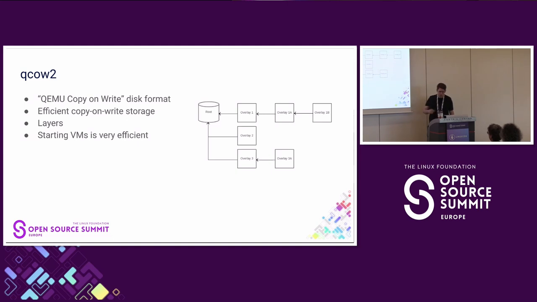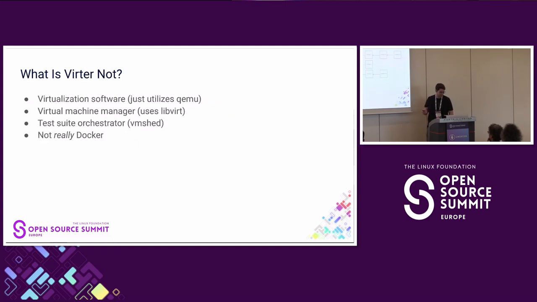And what that means for Virter, and I won't go into too much of the technical details here, but it's convenient because every time we start a VM, we can just take the base layer and then put an empty QCOW2 image on top of that and just write the modifications to it. So if you start 100 Ubuntu VMs or 100 RHEL VMs, you only need one base image and like the sum of all the modifications. And that's very space efficient and very quick to start VMs because you don't need to do any copying of data or cloning or stuff like that. So that works very well for that purpose.